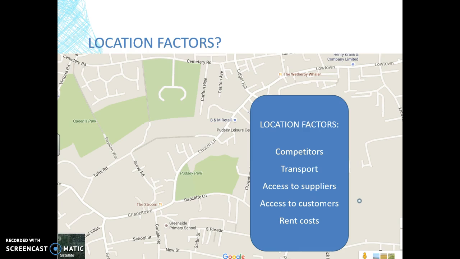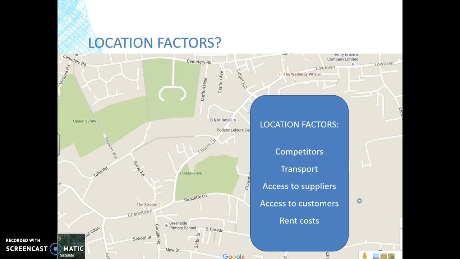And then we need to think about, how much will it cost to set our business up in our given location? Do we want to set up in the centre of town, where it's going to be really, really expensive? The further out of town we go, the cheaper it might well become. And so these rent costs will be a factor for us.